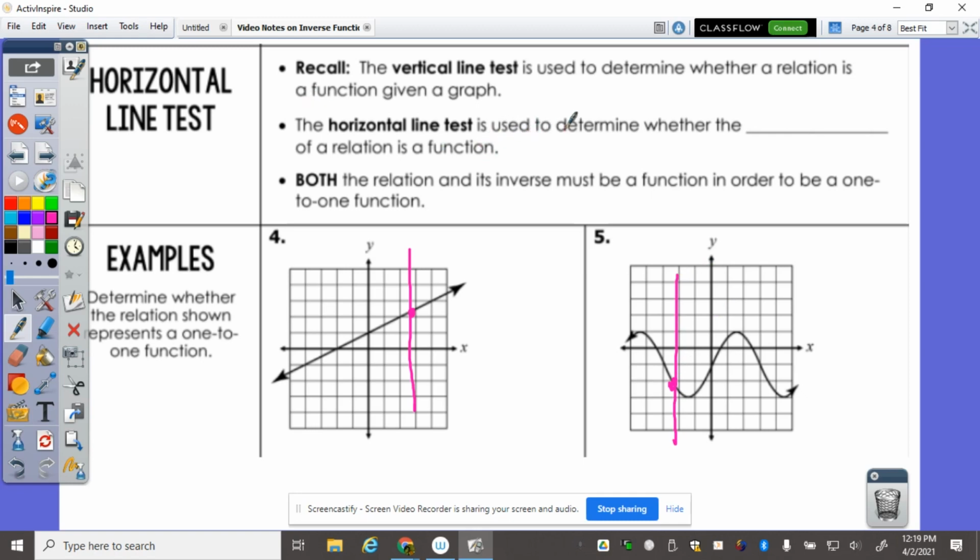The horizontal line test is used to determine whether the inverse of a relation is a function. So if we draw a horizontal line, how many times does it cross the graph? Only once. So therefore, the inverse is a function, and this is one-to-one. So the answer is yes. What about here? Here, when we draw a horizontal line, it crosses more than once. So the answer here is no. So the horizontal line test is for us to check if the inverse will be a function.